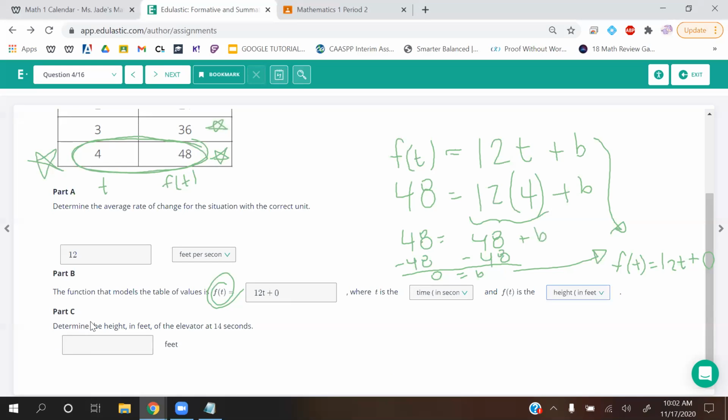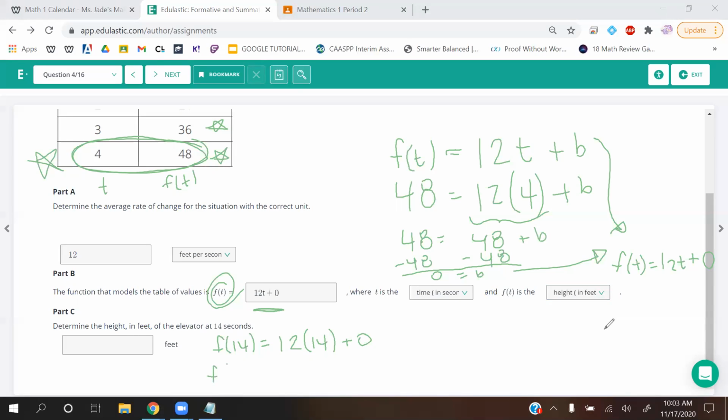Okay, part C says determine the height in feet of the elevator at 14 seconds. So that means we need to plug in 14 to our equation. So here's our equation. So I'm going to plug in 14 now. F of 14, that means I'm plugging in 14, is equal to 12 times 14 plus 0. So you can use a calculator on this. What is 12 times 14? Let's take a look. And I get 168.